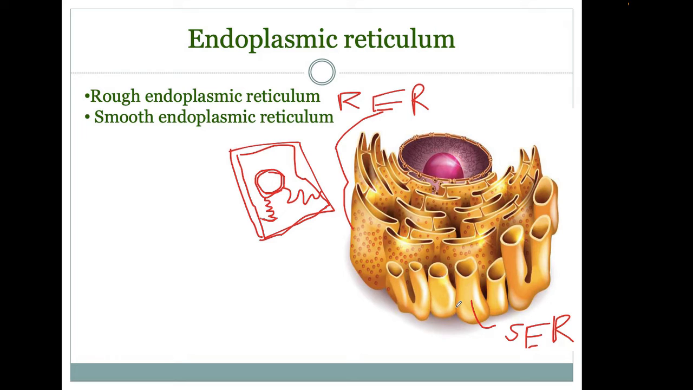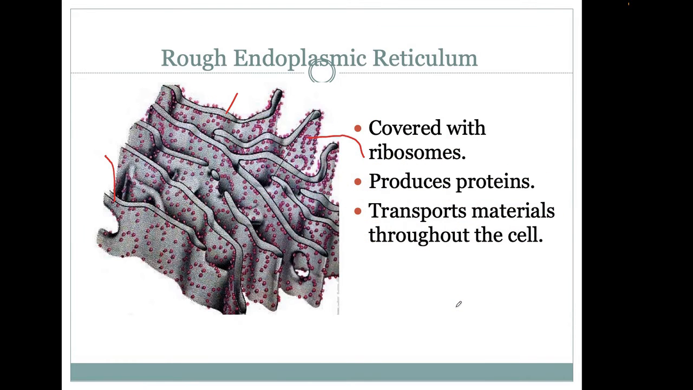So mainly, what is the function of the endoplasmic reticulum? It takes part in protein and lipid synthesis. Rough ER, that is the rough endoplasmic reticulum, is concerned with protein synthesis. Smooth ER is concerned with lipid synthesis.